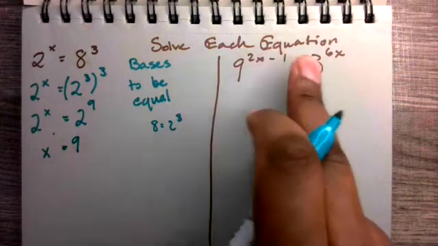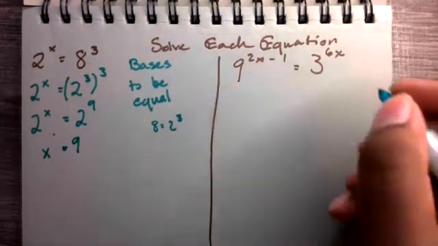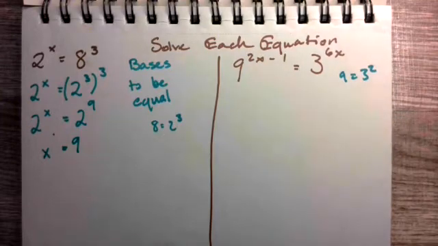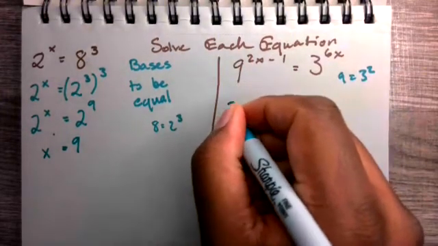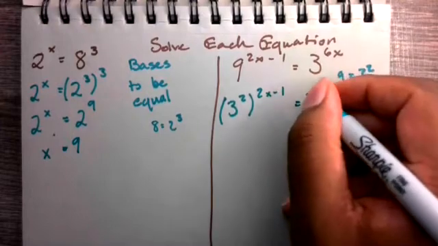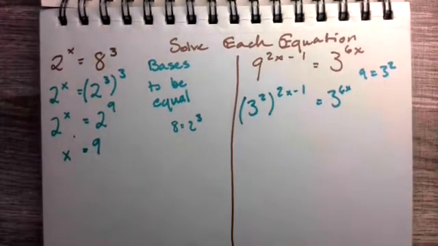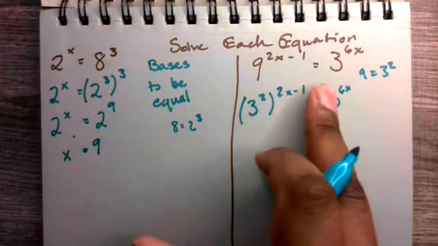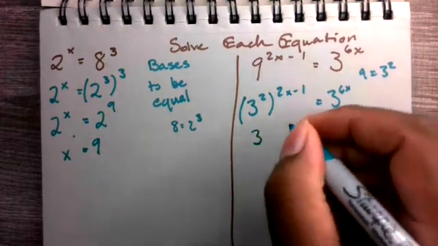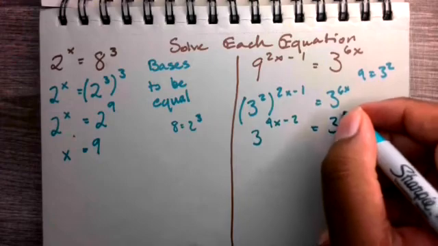So we got 9 to the 2x minus 1 equals 3 to the 6x. We can change 9. I'm going to do that kind of to the side. We can change 9 to be 3 squared, can we not? So we can take this 9 and replace it with 3 squared, to the 2x minus 1, equals 3 to the 6x. Now that we've done that, we can multiply out, distribute this 2 to this whole thing. So this is going to give us 3 to the 4x minus 2 equals 3 to the 6x.